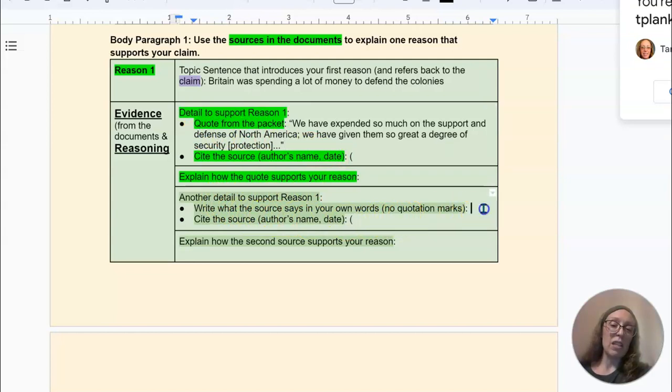This one, you'll notice, says to write what the source says in my own words. If you find another quote that you want to quote directly, that's okay, but you can also choose evidence and then summarize what it says in your own words. However, it can only be the ideas that are in the document itself. Don't put your own thoughts here.